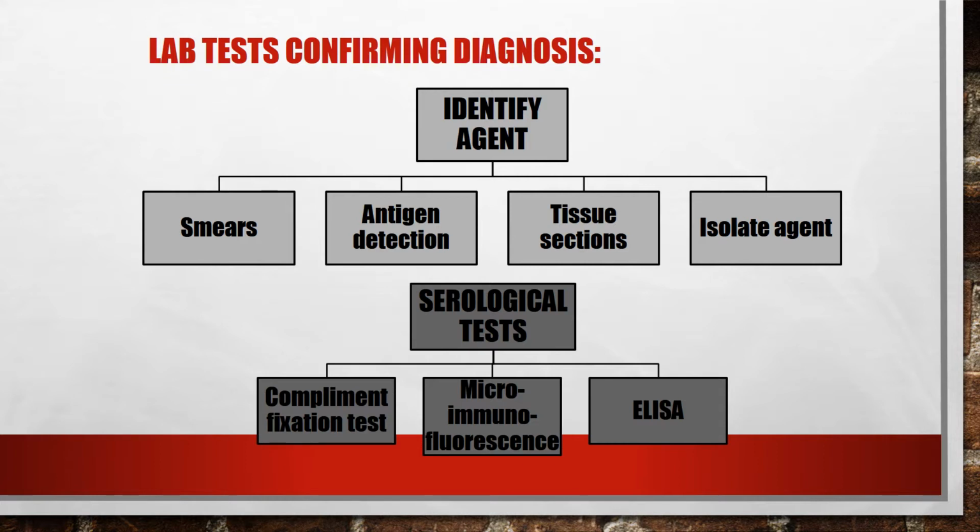Diagnostic techniques include identifying the agent and performing a serological test. The agent can be identified, number one, using smears that can be made from the cotyledon or chorion of the placenta. If the placenta isn't available, vaginal swabs can be taken. Staining procedures that help the smear to be viewed under a microscope include Machiavello, Giemsa, and Ziehl-Neelsen stains.